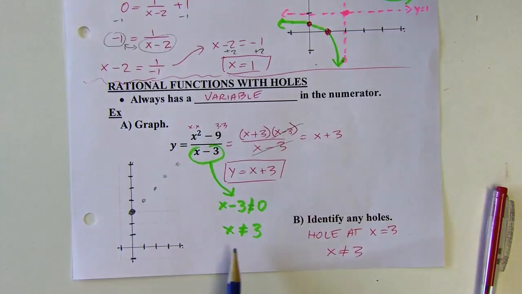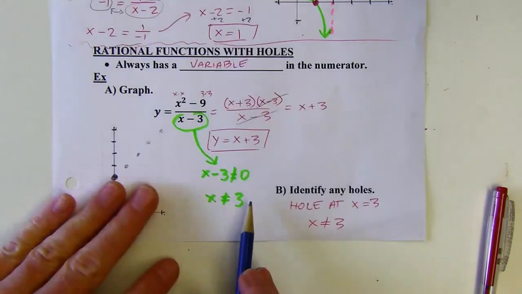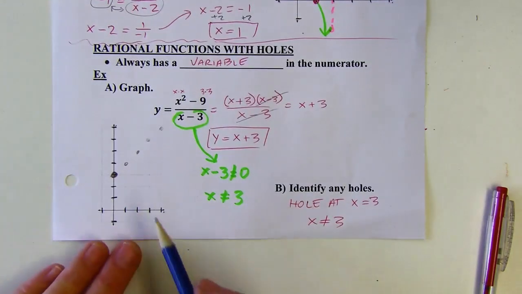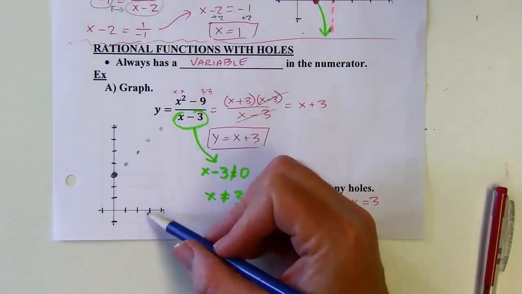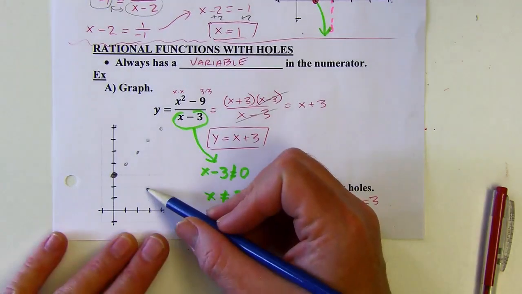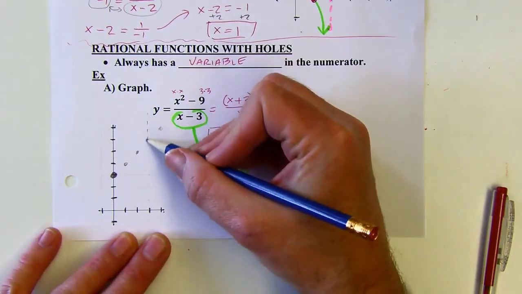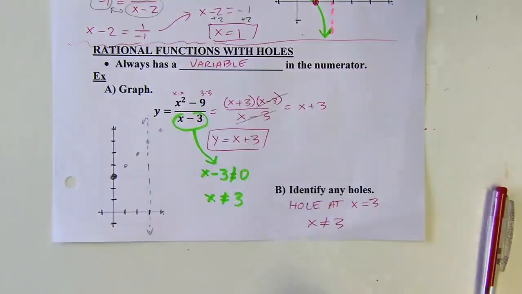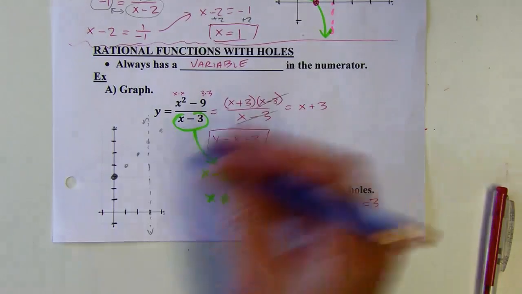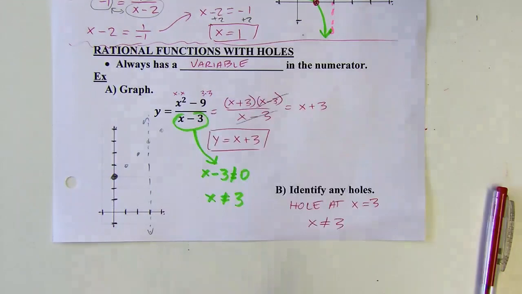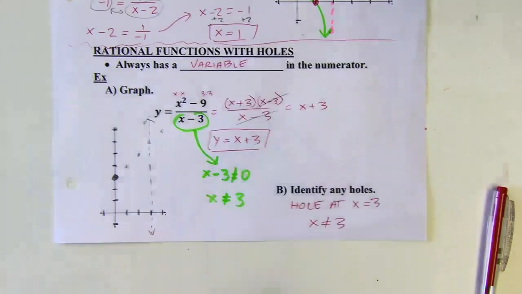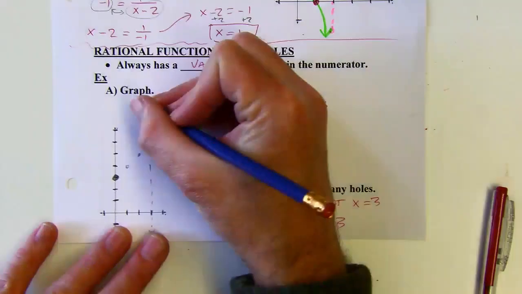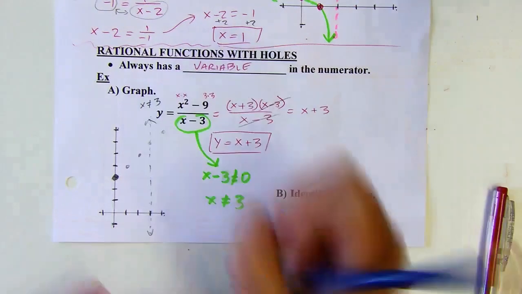But I want to think, wait a second. X cannot equal 3. So here's the point (3, 0), the point (3, 1), (3, 2). These are out of bounds. So this is kind of like an asymptote on this problem, except it's not going to be a curve hugging that line. But those are outlawed values. X cannot equal 3 for this particular problem.